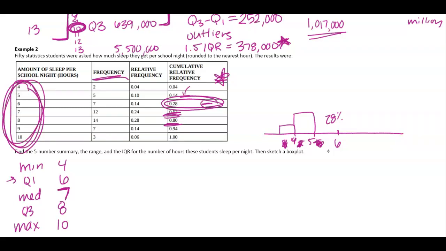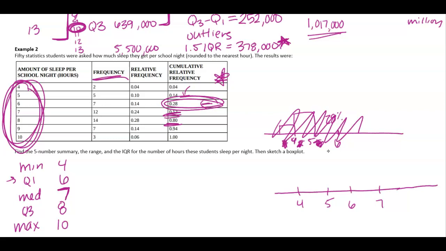Okay, so if I'm thinking about a frequency, maybe instead of drawing like this, I draw like this. Okay, 4, 5, 6, 7, 8, 9, 10. So 4 has 2, we have 5, okay, so on and so forth. And once we get into this 6, that's where Q1 happens. Once we get into 7, that's where the median happens. This is where Q3 happens. And we can go ahead and draw that like a little box plot underneath, right? Then that's where that box would go.